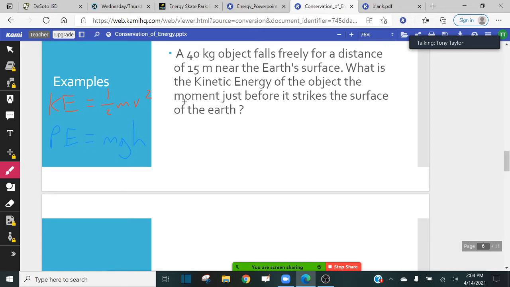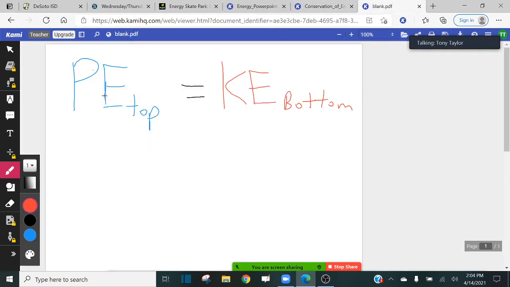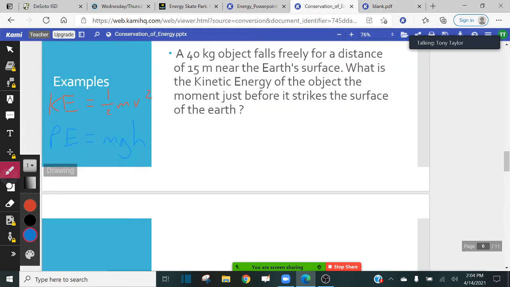But I want you guys to look at what they do give us. They give us the object's mass, and they give us the height, which is 15 meters. So in other words, they give us all the information to calculate the object's potential energy. But remember what I just said. If we know potential energy at the very top, then we know that the kinetic energy at the bottom has to be numerically equal to that. So let me just write this down.